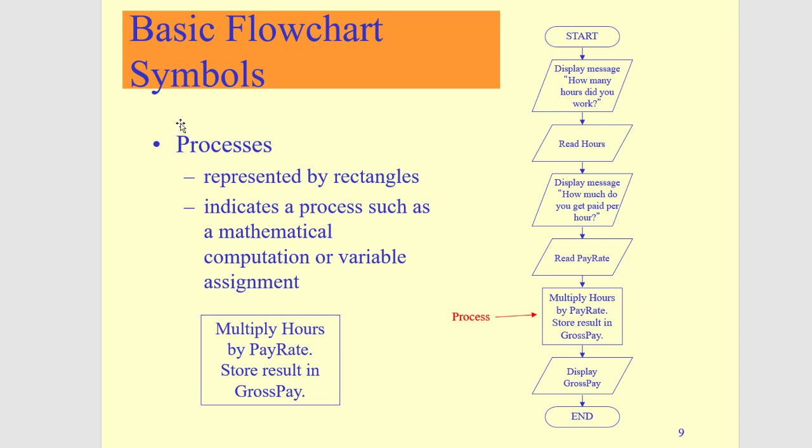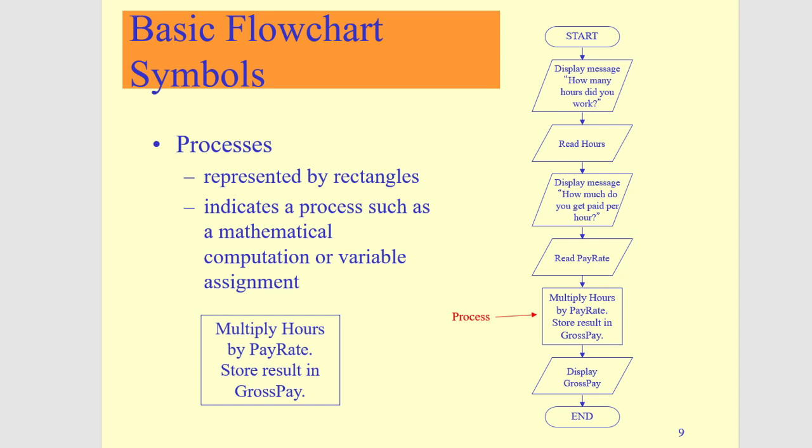Then we also have the processes. So processes are represented by rectangles. It indicates a process such as calculations. So in programming, most processes are calculations, no? In our daily lives, processes are, for example, eat, no? That is a process, right? Go to school. That's also a process. Okay? So those are represented by rectangles.